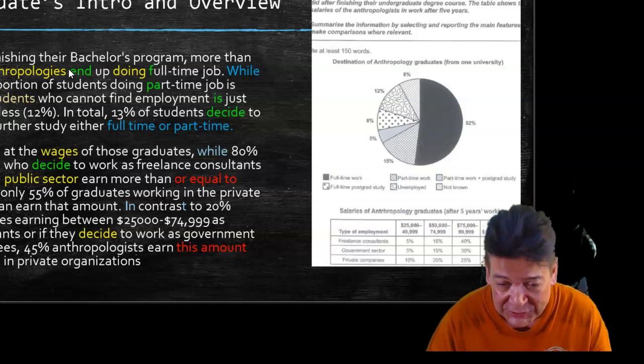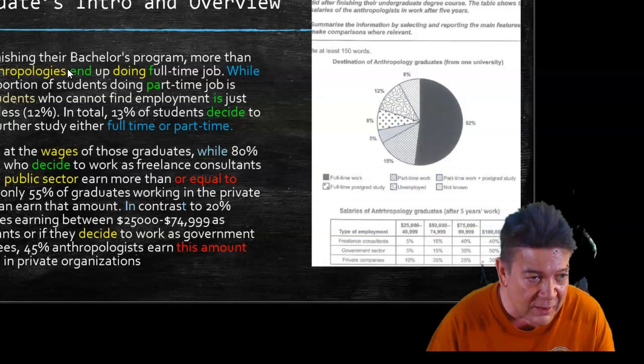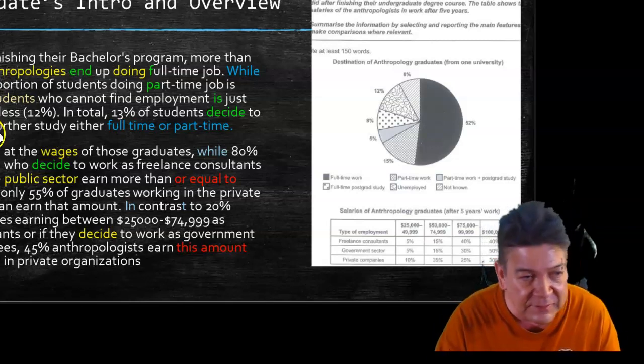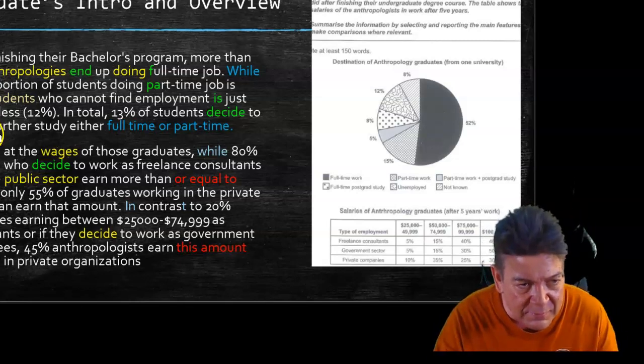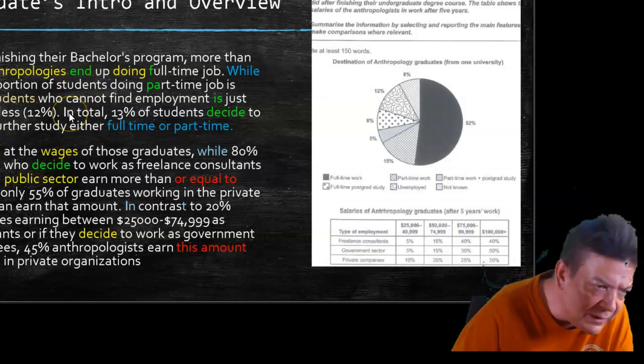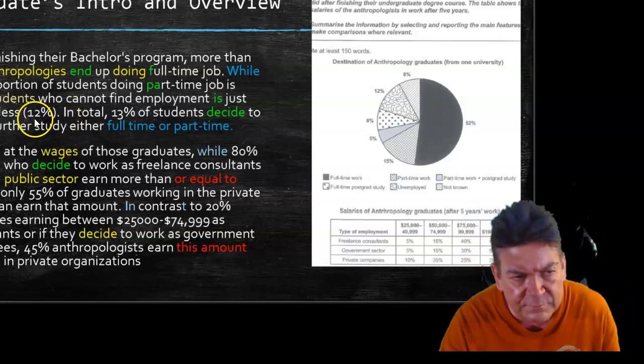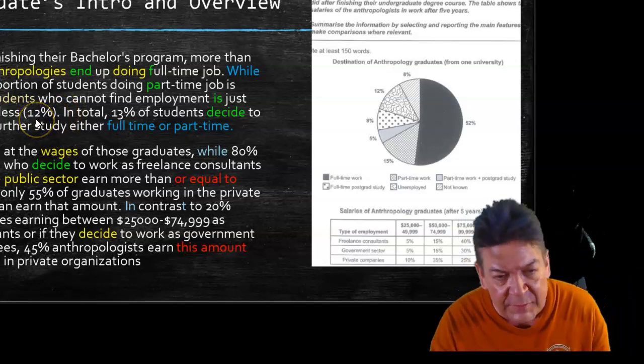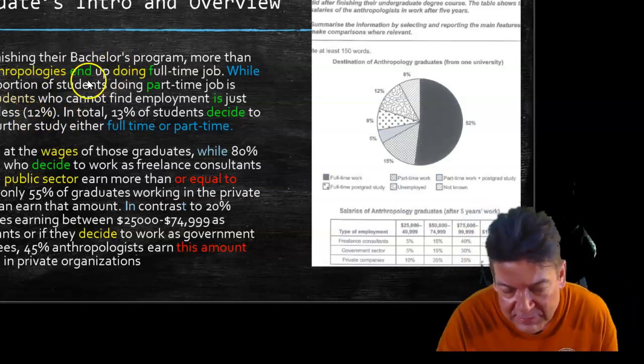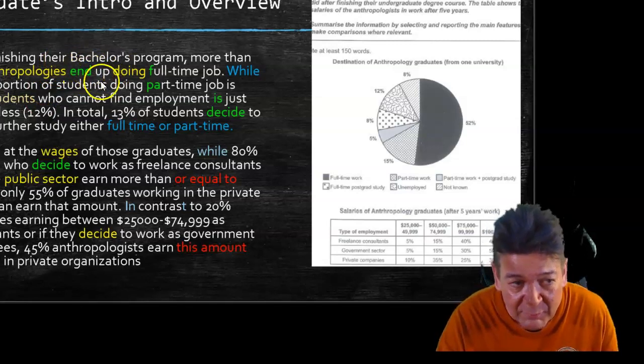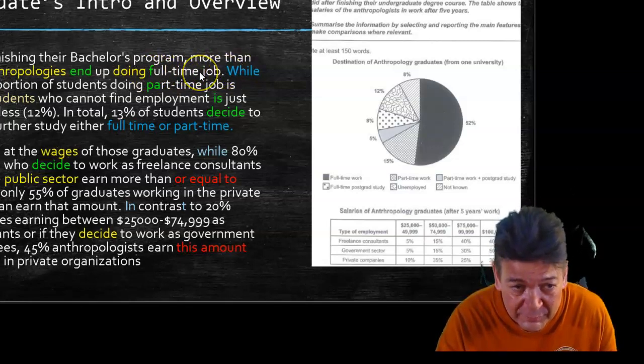I have a sociology degree. I'm not a sociologist. Okay, sociologists end up. Why is it green? Oh, because this all happened in the past. Ended up, and even then that's kind of informal. Ended up, we're in the past, doing full-time job. Doing a full-time job, or full-time jobs, one or the other.